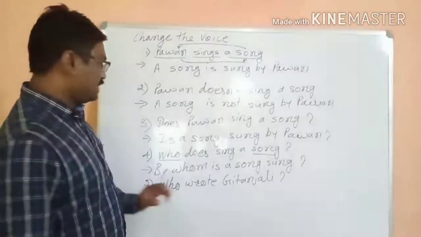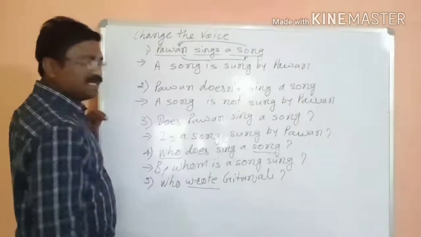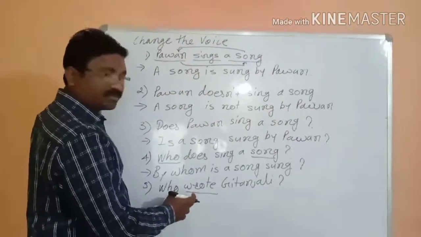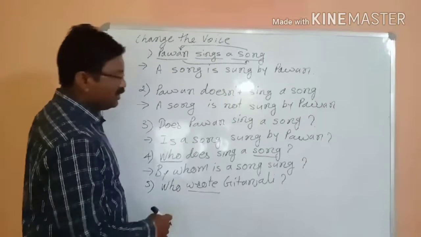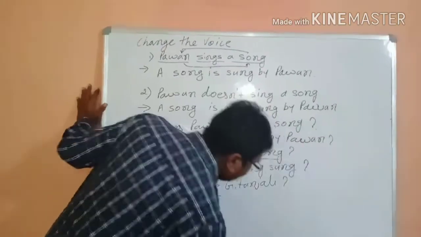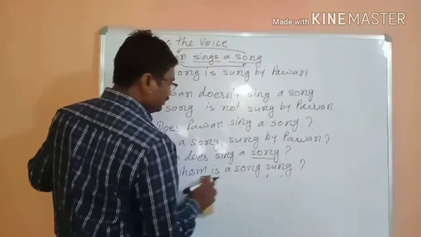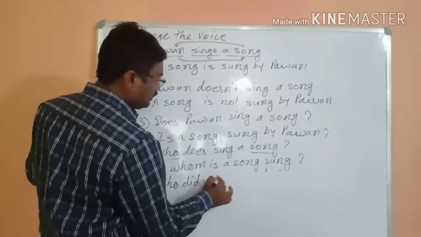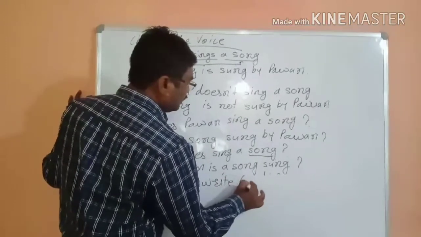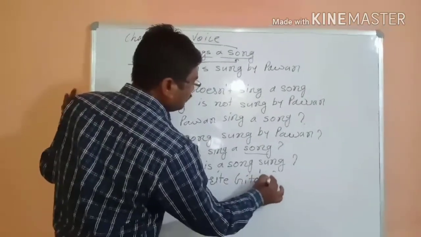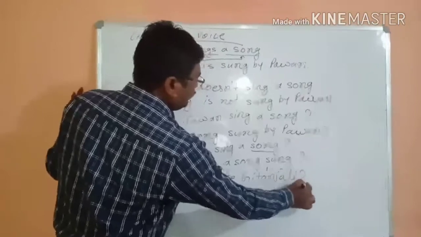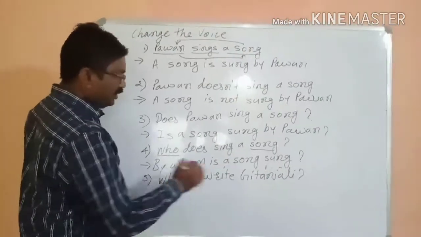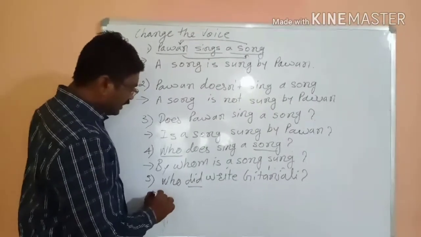Suppose one sentence is there. Now wrote is in past tense, simple past tense. So what do we have to use here? In simple past, who wrote Gitanjali, or if a sentence is there, suppose, who did write Gitanjali? Did is there, so we have to use V1 here. So the same sentence we can change.